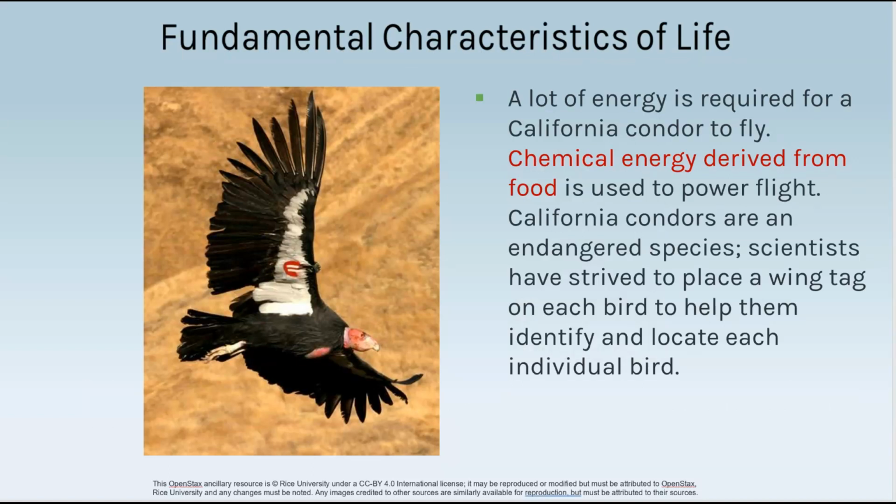The next characteristic of life is that all organisms require chemical energy from food. All organisms require chemical energy from food. So there are two types of organisms. There are heterotrophs and autotrophs. So actually I'll go with autotrophs first.